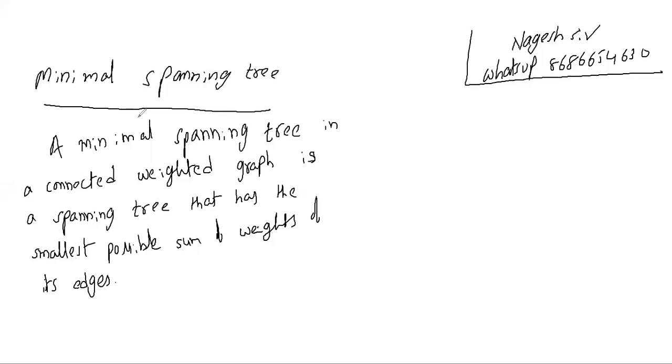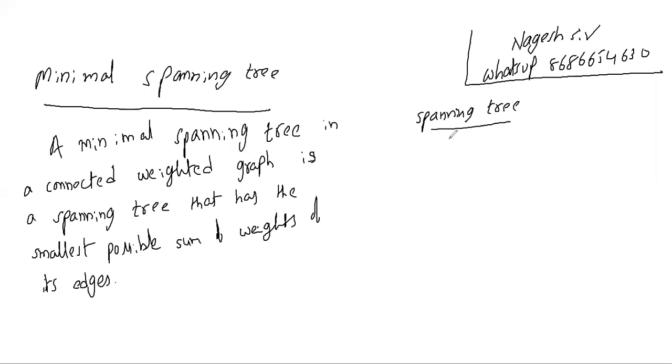Minimal spanning tree. A minimal spanning tree in a connected weighted graph is a spanning tree that has the smallest possible sum of weights of its edges. So if anybody was absent in the last class, you should learn what a spanning tree means. A spanning tree is nothing but, from the given graph, we derive a tree which covers all vertices. A tree which covers all the vertices is called a spanning tree.